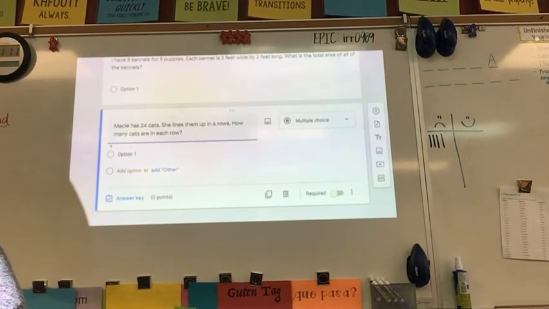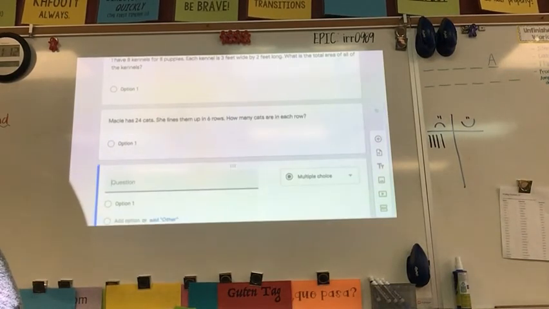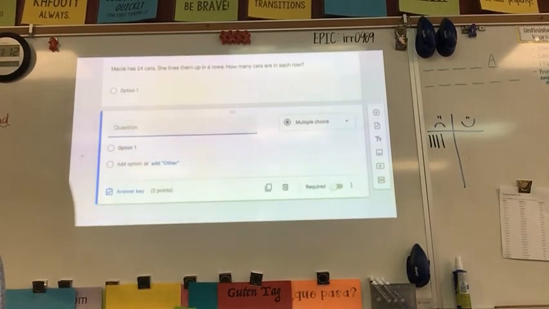This next one, who can tell me a number of rows and columns where we're trying to find the total? We've got rows and columns. River.